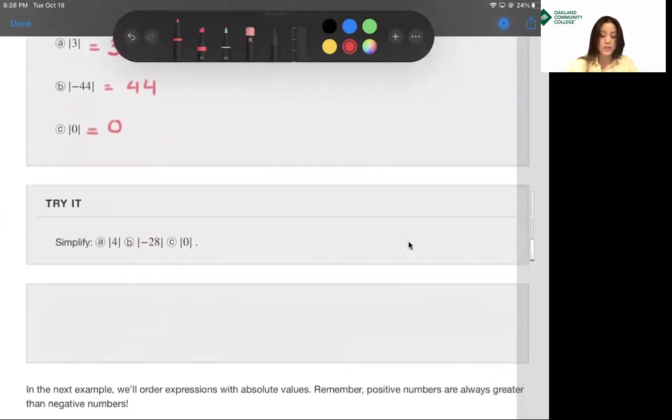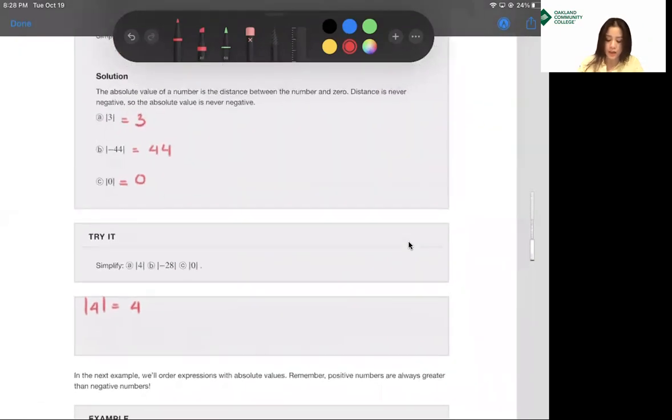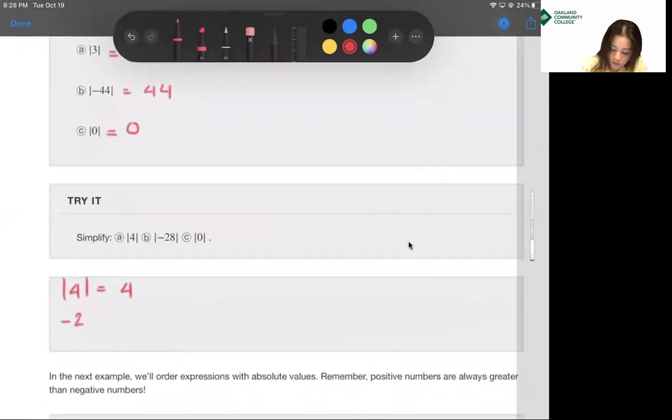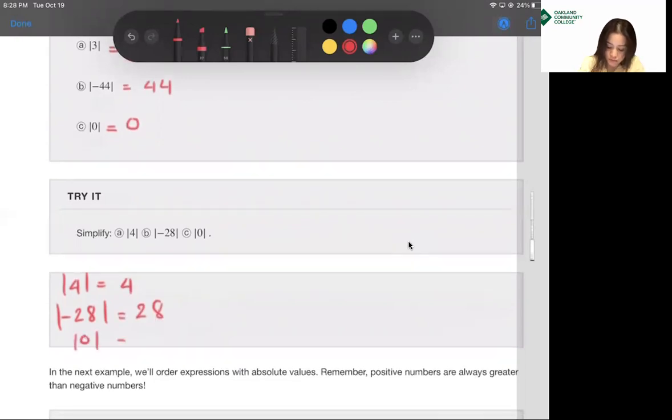All right, let's try some problems yourself. Pause the video and try them out. Okay, the absolute value of 4 is 4. And we have the absolute value of -28, which is +28, because -28 is 28 units away from 0. And the absolute value of 0 is 0, because 0 is 0 units away from 0.